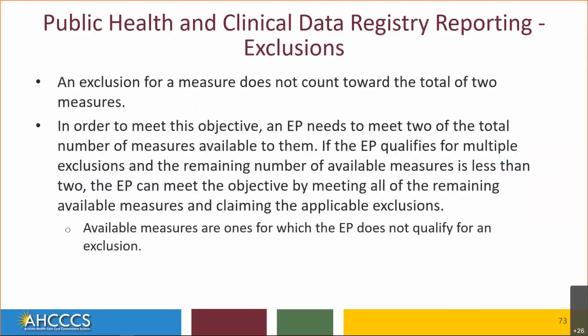An exclusion for a measure does not count towards the total of 2 measures. In order to meet this objective, an EP needs to meet 2 of the total number of measures available to them. If the EP qualifies for multiple exclusions and the remaining number of available measures is less than 2, the EP can meet the objective by meeting all of the remaining available measures and claiming the applicable exclusion. Available measures are ones for which the EP does not qualify for an exclusion.